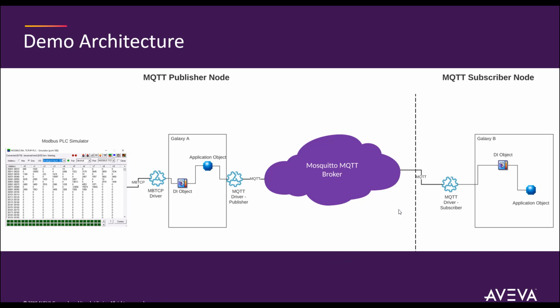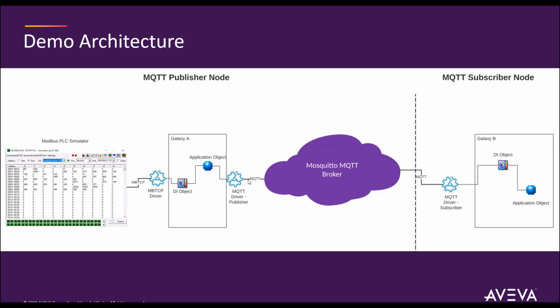Now, in terms of our demo architecture, I've simplified it for demo purposes, but we have two nodes. One node that's acting as our MQTT publisher node, and the other node that's acting as our MQTT subscriber node. On the publisher node, I've consolidated some of the components. I've got my PLC simulator generating values, and I'm talking to a Modbus TCP driver, which ultimately will talk to our Galaxy through our DI object, and the data will then be passed on to our application object.